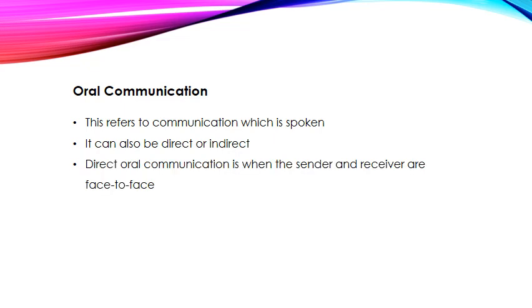Moving on to oral communication. That is communication which is spoken. Again, you hear me speaking, you hear me saying things, and that is oral communication. And again, oral communication can be divided into direct and indirect. Direct oral communication is when the sender and the receiver are face to face and familiar with each other. They can see each other. The reactions, the feedback is immediate. You're right there. It's direct.